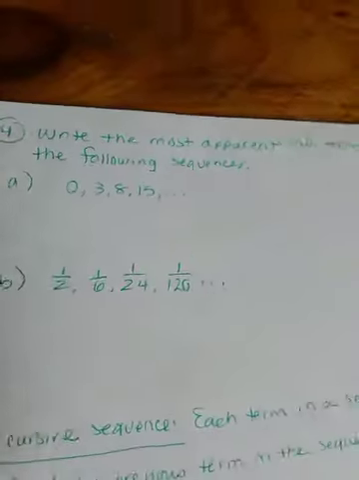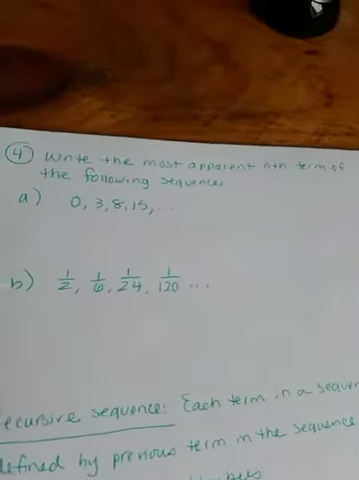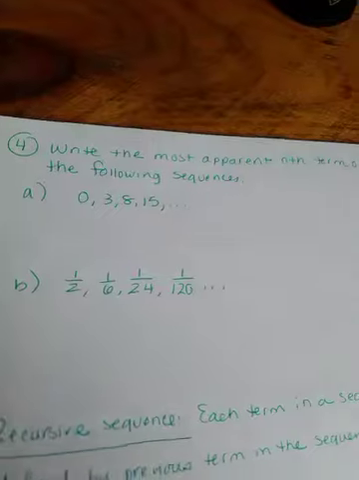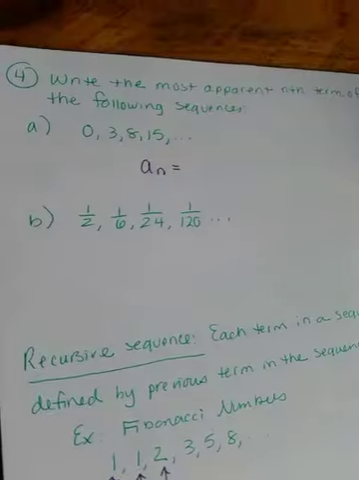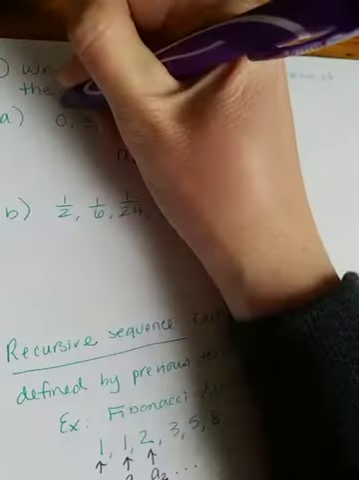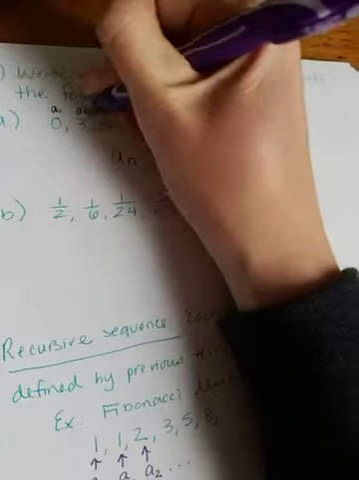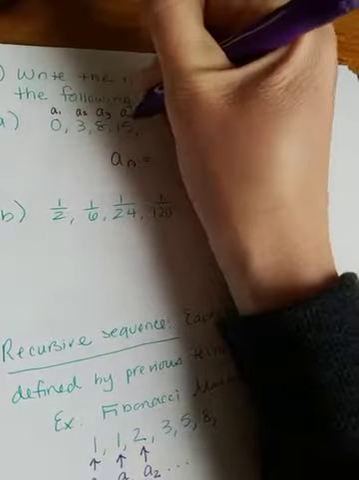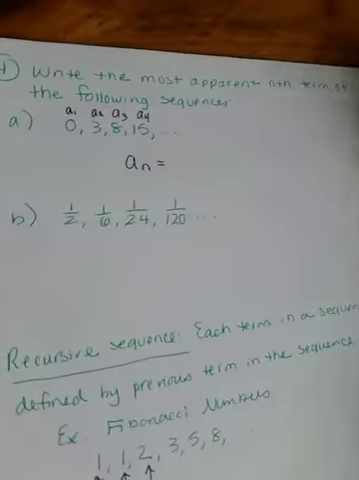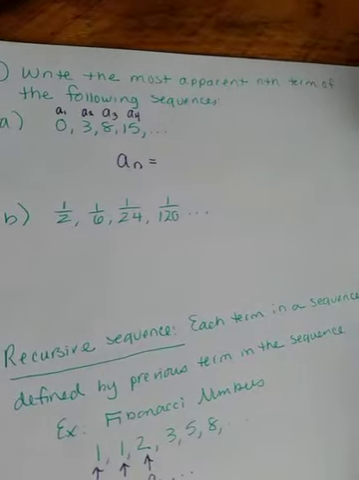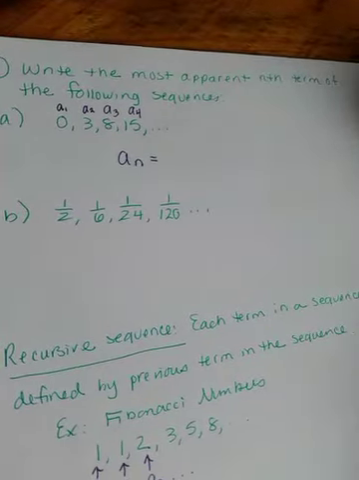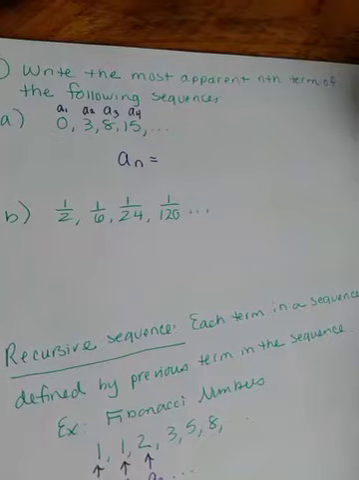Write the most apparent nth term of the following sequences. All right, so we just give you 0, 3, 8, 15, and what we are looking for is an a sub n equals something equation. When I'm doing this, I think of this as my a sub 1, my a sub 2, my a sub 3, my a sub 4. And I have to figure out, well, how did I get to all these? Sometimes it takes trial and error. Some people can just see it and say, oh, I know the answer.